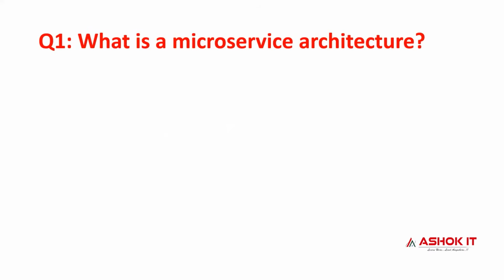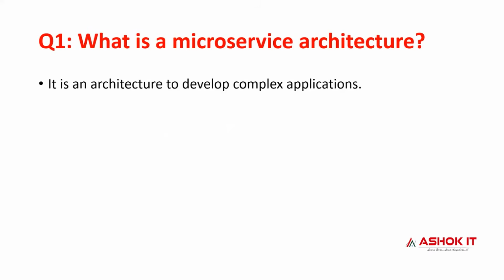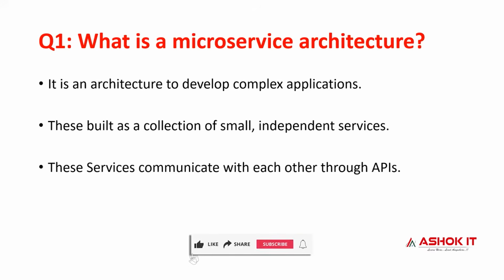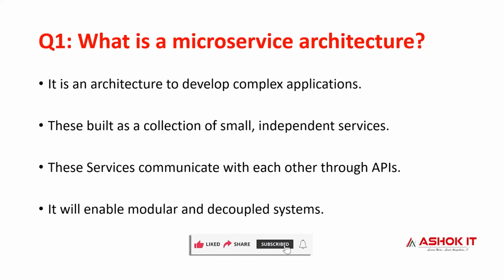The first one. What is microservice architecture? This architecture is used to develop complex applications, which we can also call high-scale applications, by converting a big application into small services that can be developed and deployed independently. Those small services can communicate with each other using APIs. It is a modular and decoupled architecture.